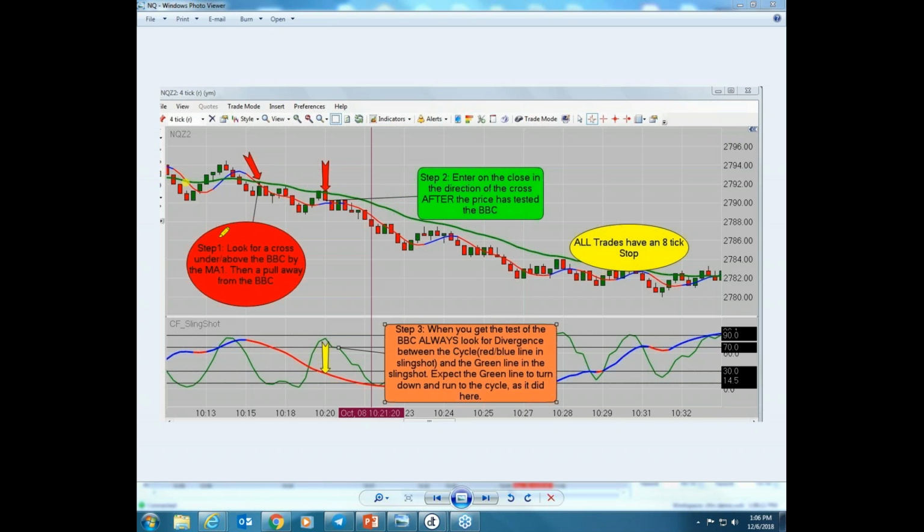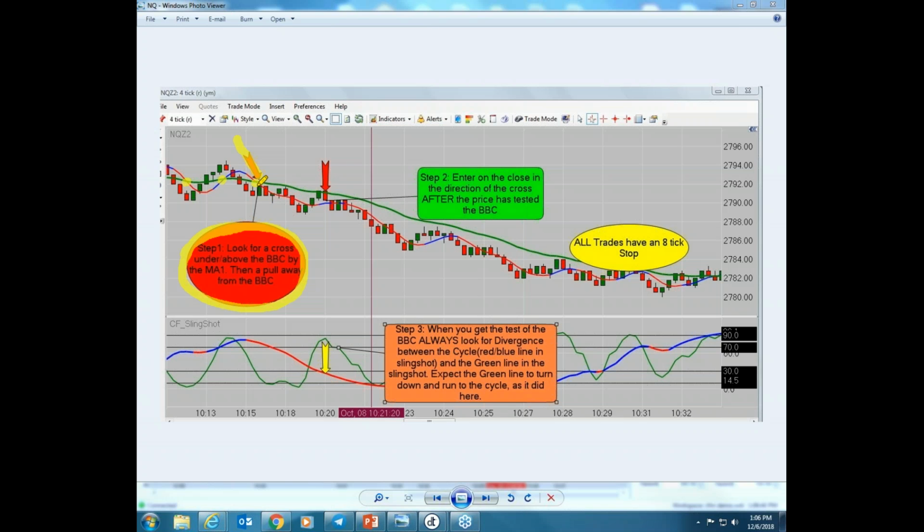When the MA1 crosses the BBC, that is step number 1. That is the cross that we're looking for. If the MA1 is red, we're looking for selling opportunities. If the MA1 is blue, we're looking for bullish opportunities. So the one that's highlighted here is a bearish cross.